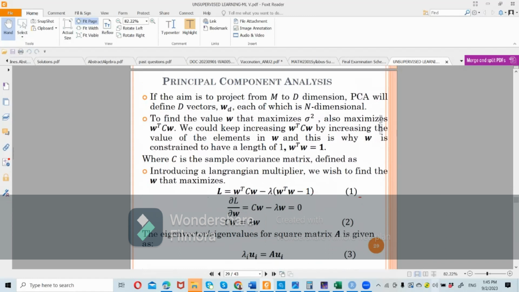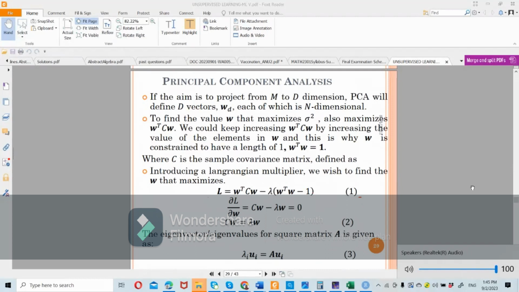Okay, now we move to principal component analysis. Now, like I mentioned earlier, an unsupervised learning procedure is such that there's no important variable. One variable is not more important than the other.